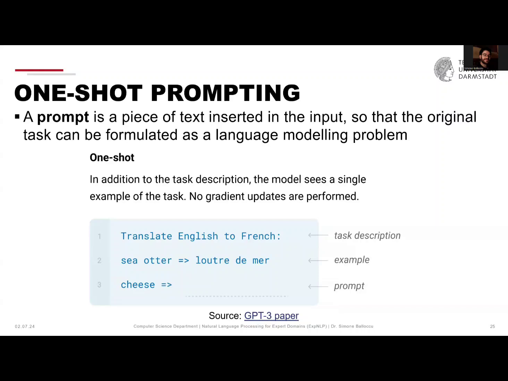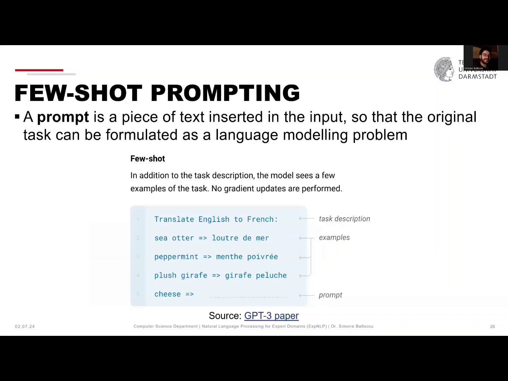Few-shot prompting is the same thing, but we also give some examples. So, for example, translate English to French, and we give them sea otter, which is translated to loutre de mer, and we then give the cheese and hope to obtain fromage again. Then we have few-shot prompting. This time we have a few examples. It can be 1, 2, 3, 5, how many you want, right? And hopefully it works even better.